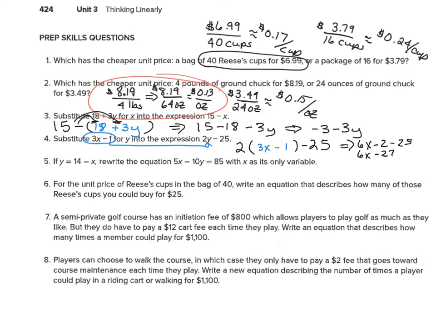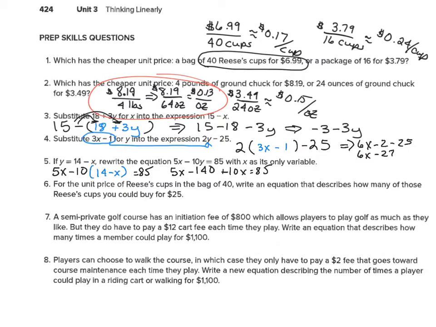All right, number 5, if y equals 14 minus x, rewrite the equation 5x minus 10y equals 85 with x as its only variable. Well, the only way that we'll be able to do that is everywhere there's a y, put that 14 minus x. So let's do that right now. All right, and so that becomes 5x minus 140. Negative 10 times negative x is plus 10x equals 85.